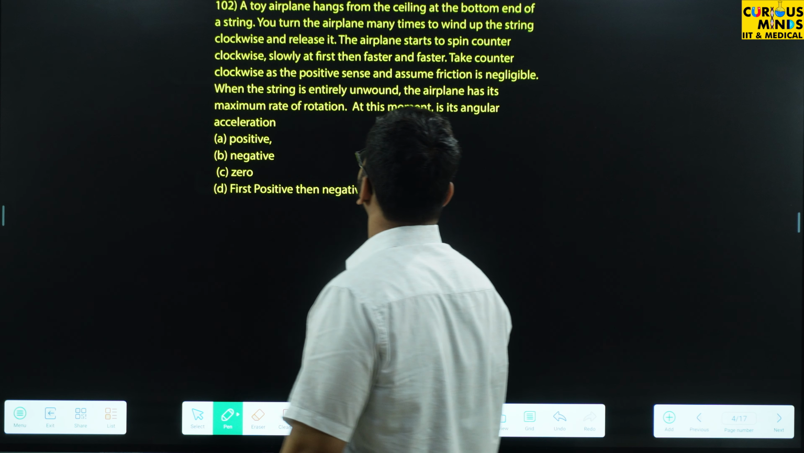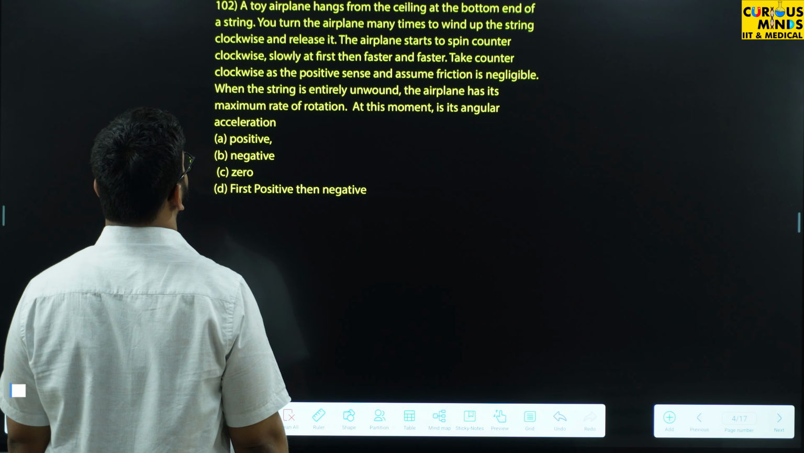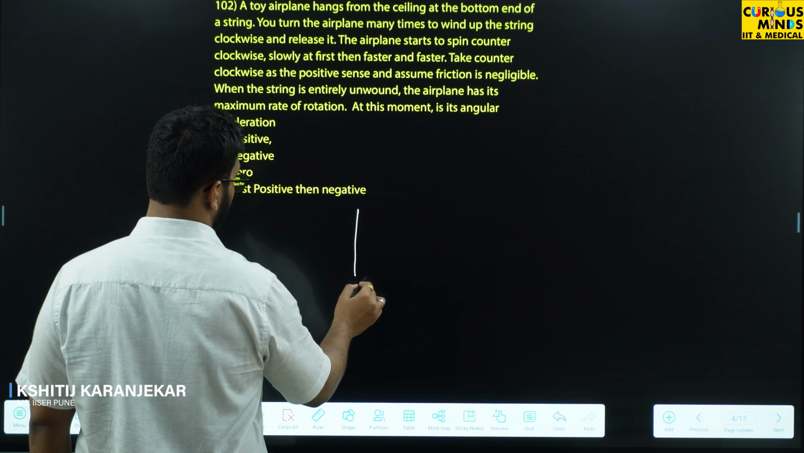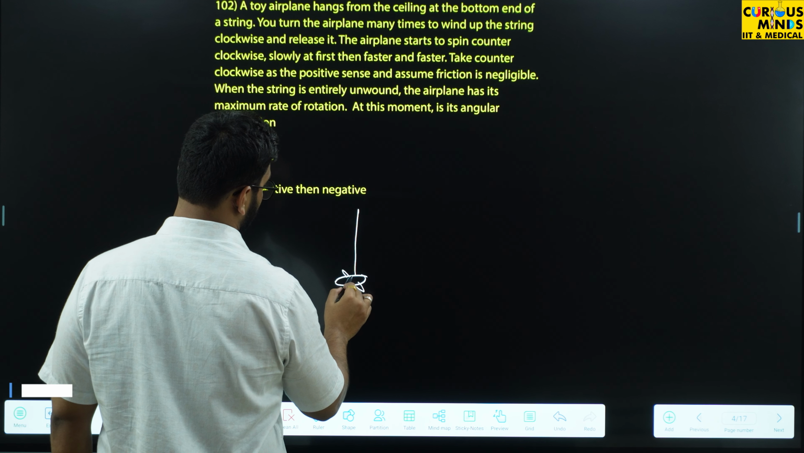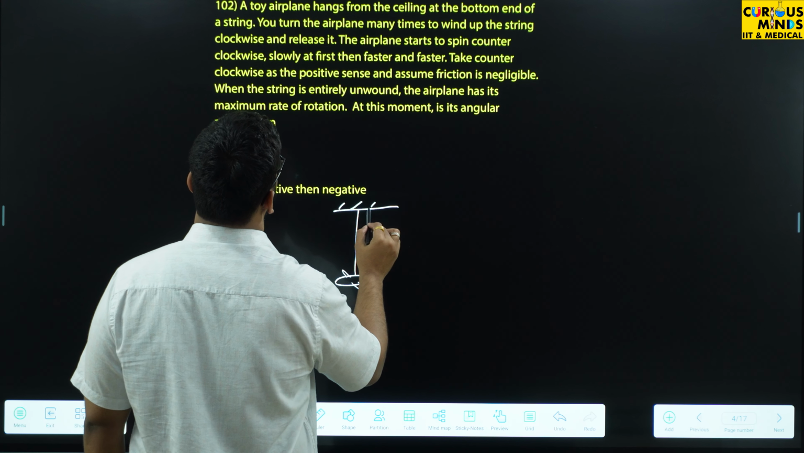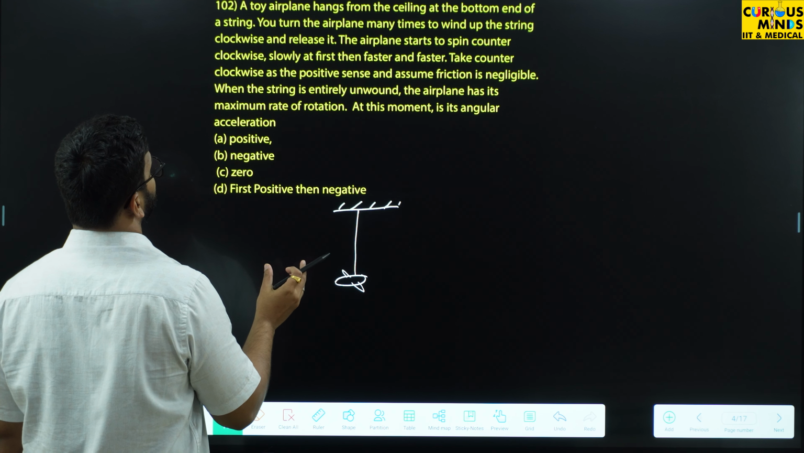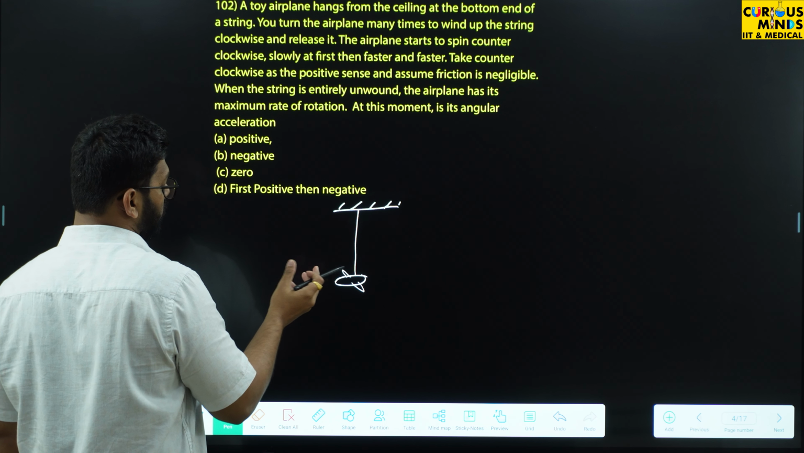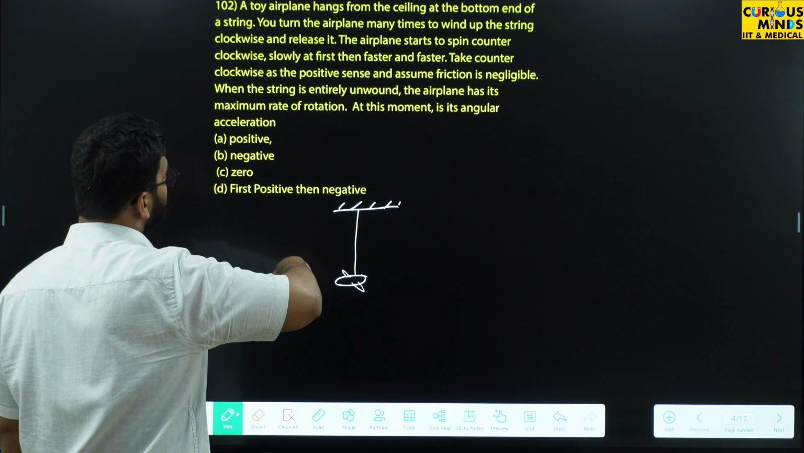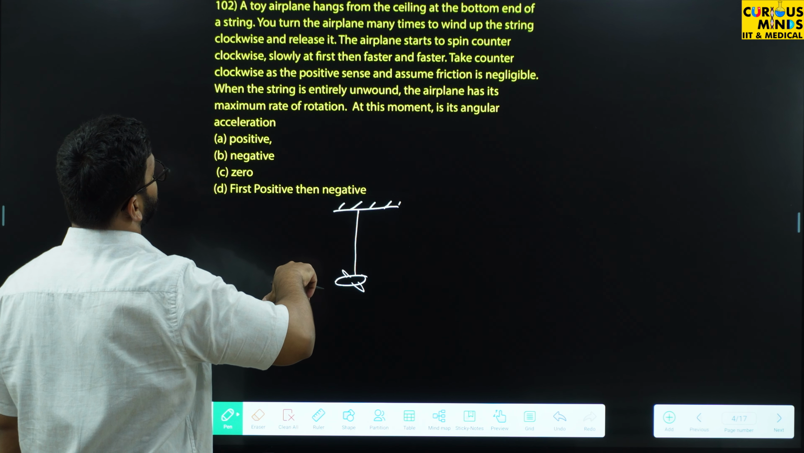A toy plane hangs from the ceiling at the bottom end of a string. Okay, so there is a toy plane here. It hangs from a ceiling. You wind up the string a number of times clockwise. Clockwise means like this, slowly at first, then faster and faster.